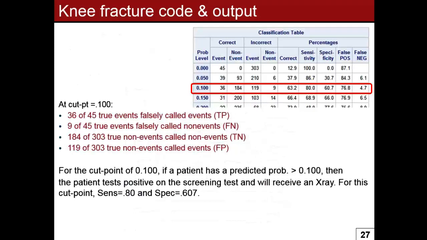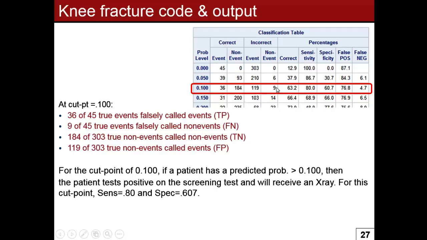Here's an example of the output, showing how to read it. You can see here that at a cut point of 0.1, 36 of 45 events were correctly called events. Sorry, I said that wrong at first. 36 of the events were truly called events.